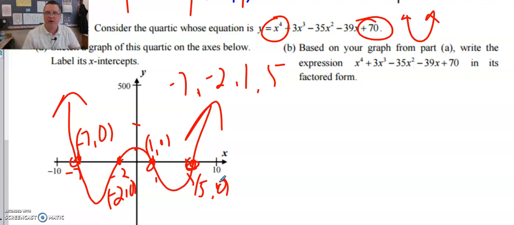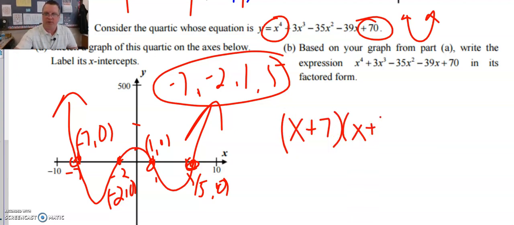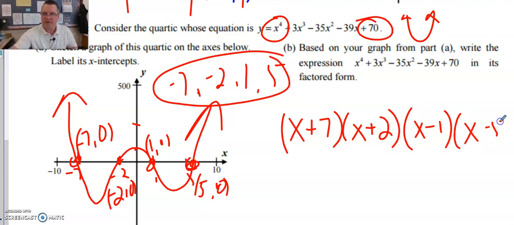Based on your graph from part A, write the expression in its factored form. These are the zeros. So an expression, no y equals. We talked about function in the last lesson, we had to have the y equals. Negative 7 is x plus 7, negative 2 is x plus 2, 1 is x minus 1, 5 is x minus 5. That is its factored form, kind of working backwards like we do with the calculator.